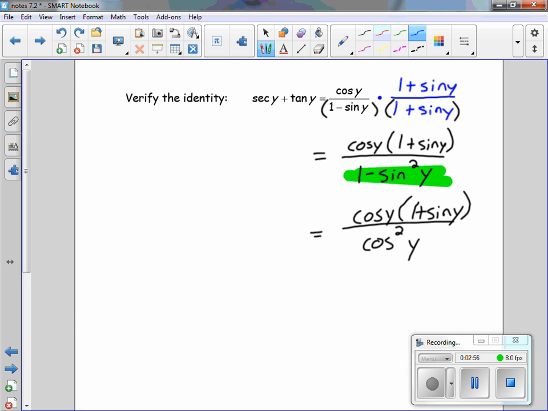Now, what you should notice there is we have a cosine y in the numerator and a cosine squared y in the denominator. So that's just like having x over x squared, right? That can be simplified. So this cosine y will drop out, right? And the cosine squared will become just cosine. So we'll have 1 plus sine y over cosine y.